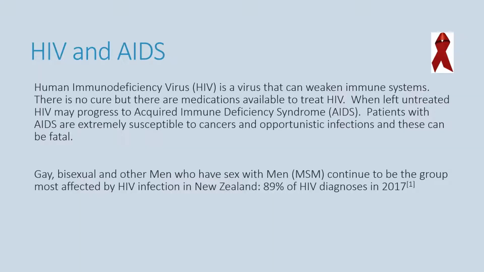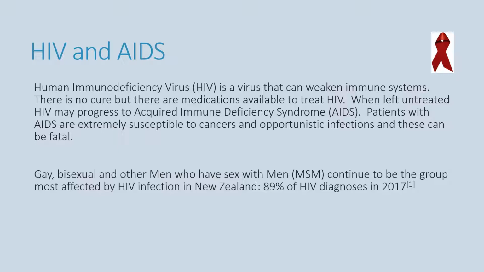I'll start with some background information for HIV and AIDS. Human immunodeficiency virus, or HIV, is a virus that weakens the immune system. There is no vaccination nor cure for HIV, but we do have medication that is effective at treating and suppressing the viral load. If HIV is left untreated, it may progress to acquired immune deficiency syndrome, or AIDS. Patients with AIDS are extremely susceptible to infections which can be fatal.